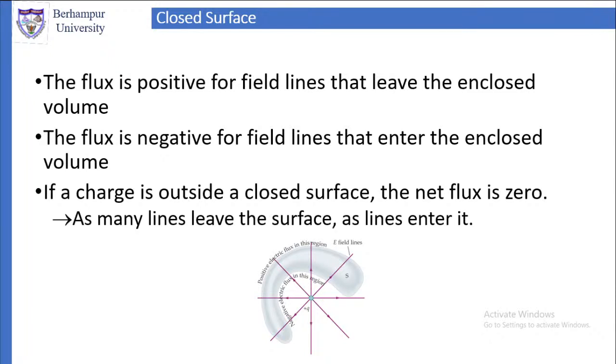Now suppose a charge is outside a closed surface. If the charge is outside the closed surface, then the net flux is zero. Why is the net flux zero? Because the number of lines of forces that are leaving the surface is equal to the number of lines of force that are entering the surface.